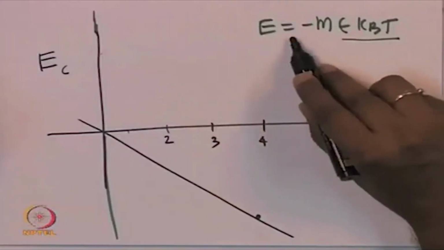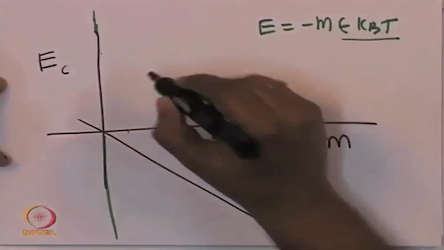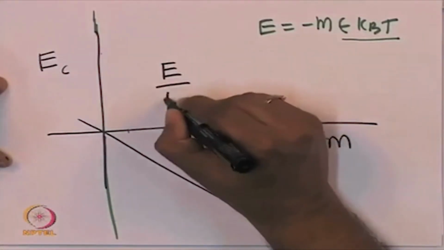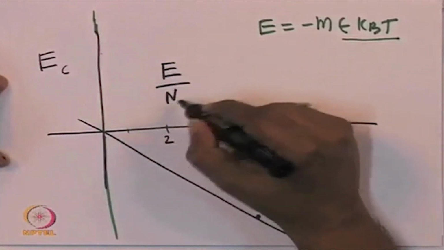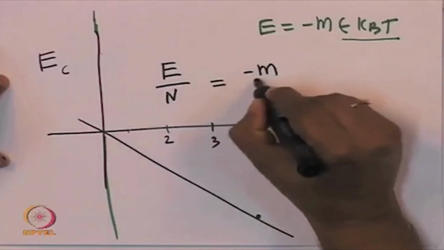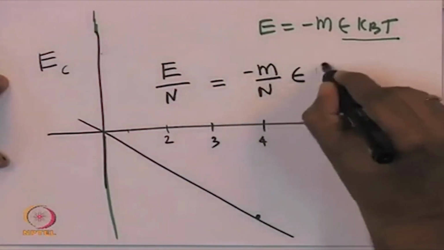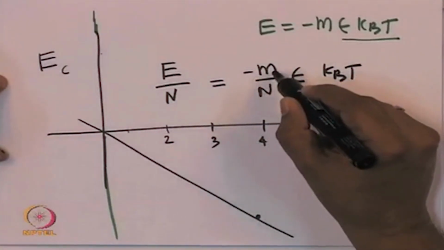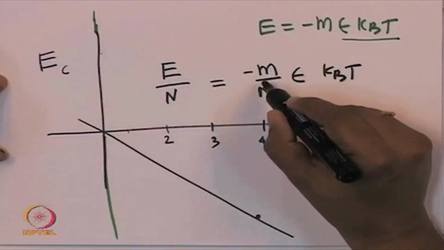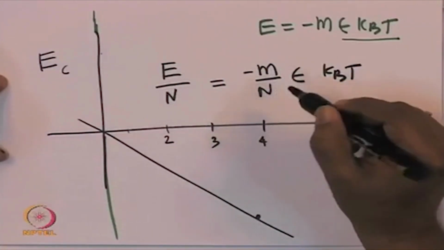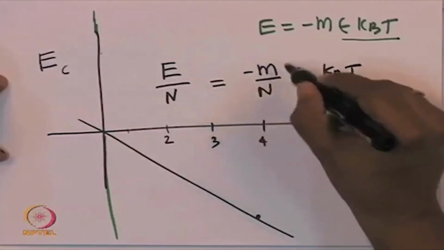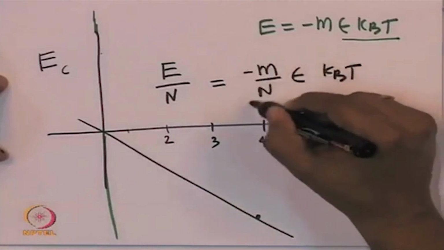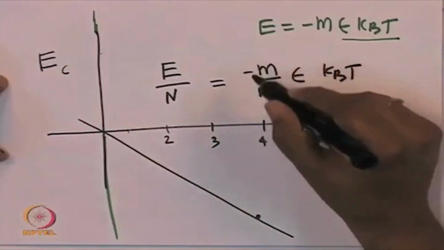So, that is what we are going to calculate, entropy. Before that, let us think about this for a minute. Here this energy is minus m epsilon kBT. Let me divide this by n. There are n proteins, so energy per protein is minus m by n epsilon kBT. There are n binding sites, out of which m are occupied. What does this mean? This is basically the fraction of sites that are bound.